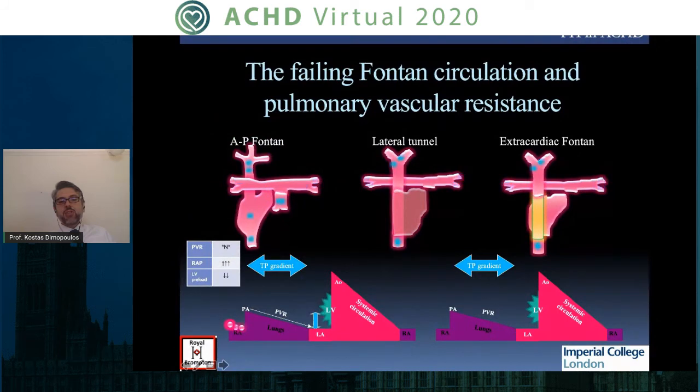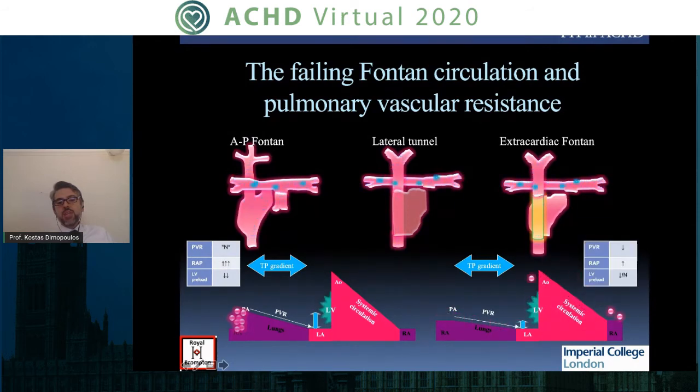The Fontan, of course, is very important. We have an increasing number of Fontan patients who have various degrees of central venous congestion, and of course we want to be giving them PAH therapies in theory to reduce pulmonary vascular resistance and increase flow and cardiac output.